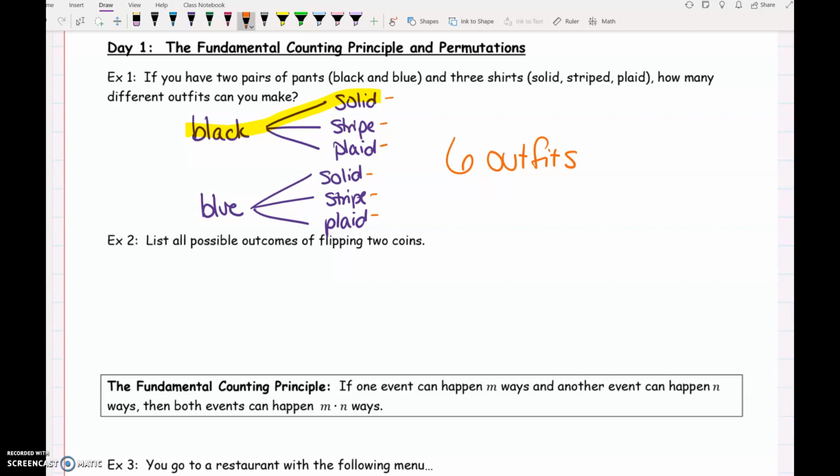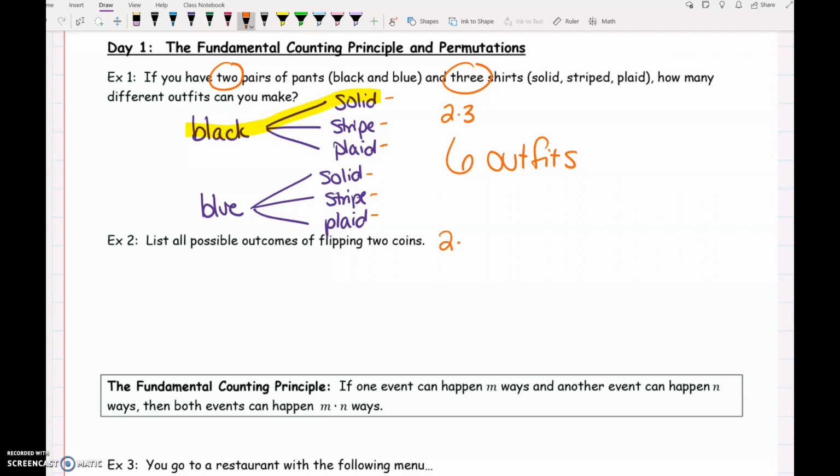Is there a shortcut? Think about there were 2 pairs of pants and 3 shirts. How can you use the number 2 and 3 to get 6? 2 times 3. So, flipping 2 coins. What can you get if you flip a coin? Heads or tails. There's 2 options.